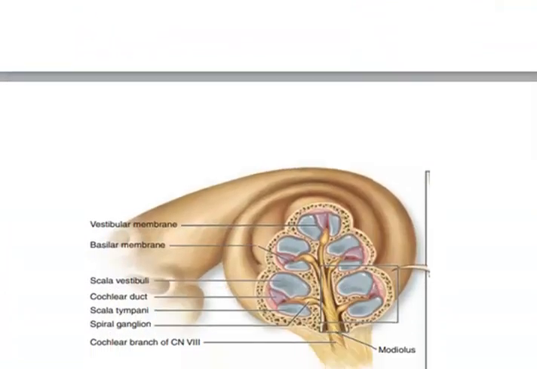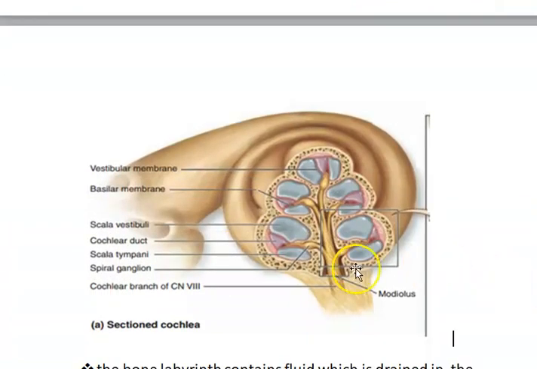So let me show you what I was telling you. Here we have tried to cut through our cochlea. Remember, our cochlea is entirely embedded in the temporal bone. So this is the bone structure in which it is embedded. This lining here is our bony labyrinth.